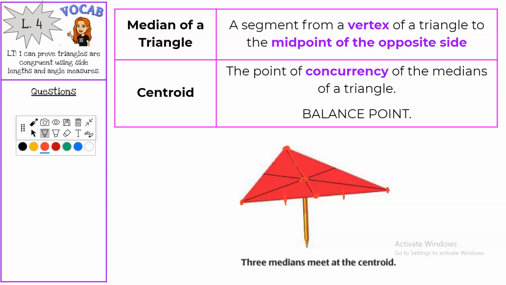So this point where they all meet right there in the middle is the centroid. We also call this the balance point because, fun fact, if you construct the centroid of a triangle and then balance it on your pencil, it will stay balanced.